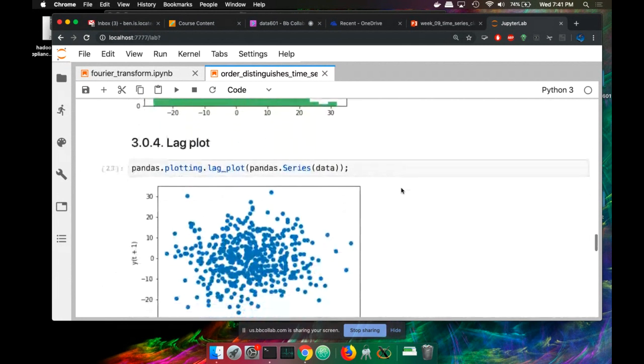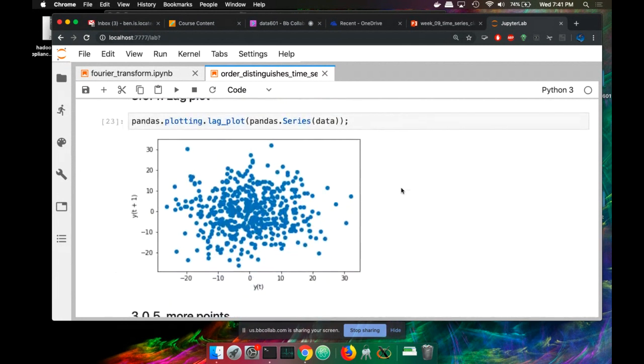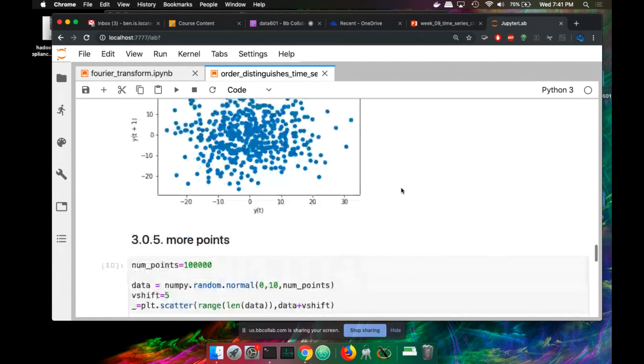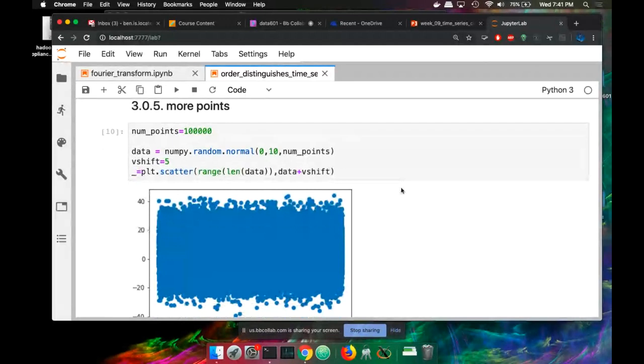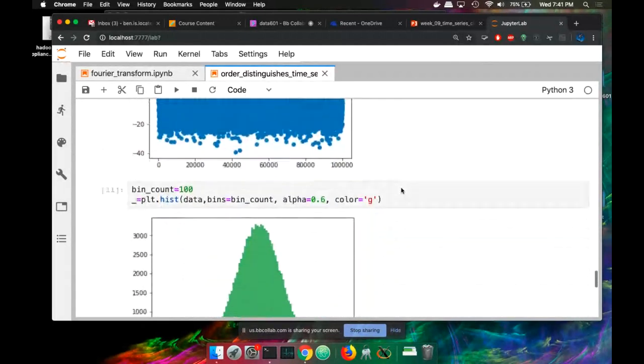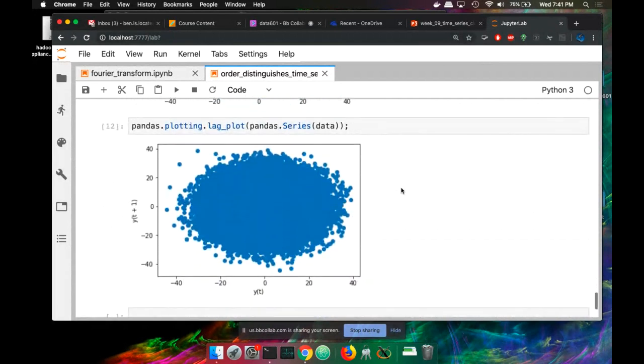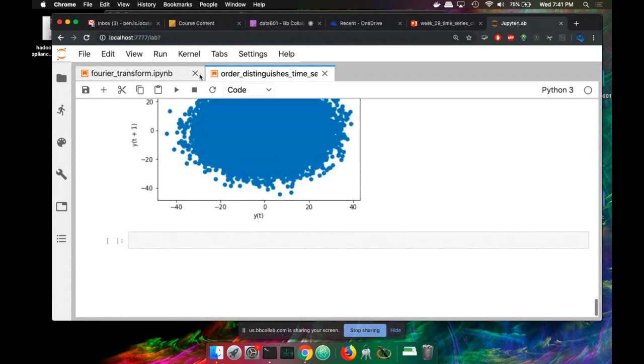So a lag plot is a really quick way of picking out whether the order of the series matters. And if you really want to go crazy, here's a whole bunch of points, and you can visually pick out that this is a really nice bell curve. When we plot the lag plot of that, it's this giant blob, so order clearly doesn't matter. There's not a linear relation between the adjacent points. All right, everybody's happy with that? Moving on.